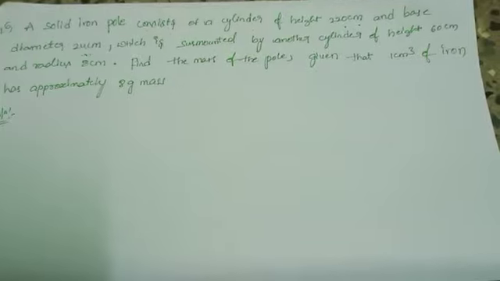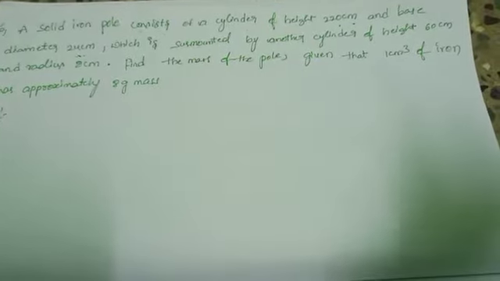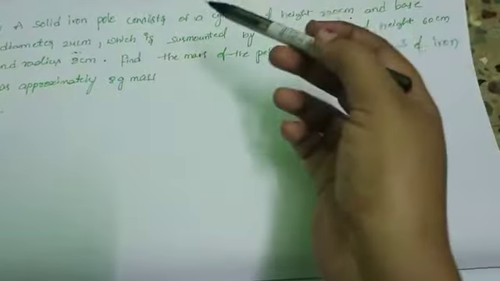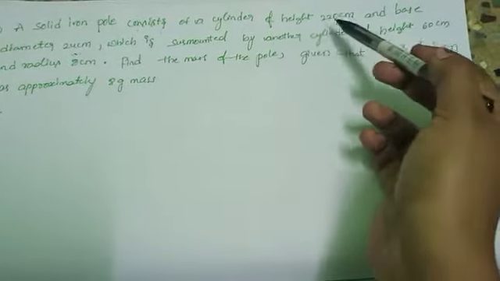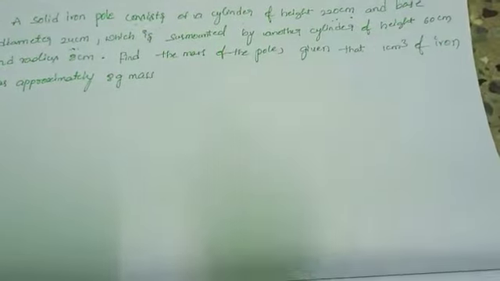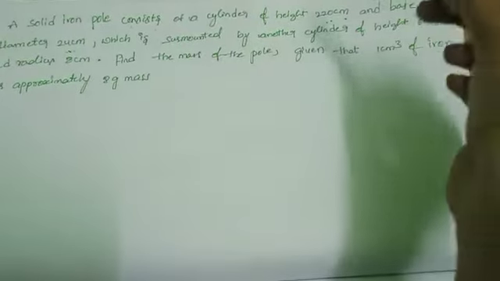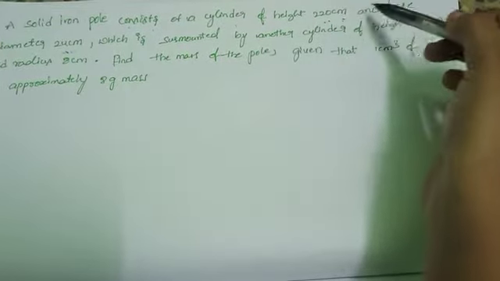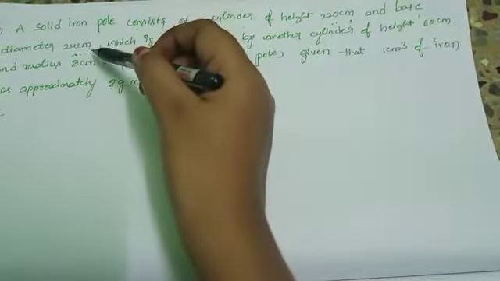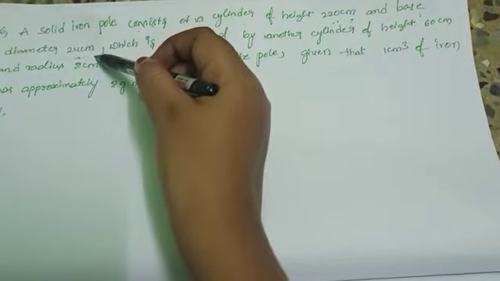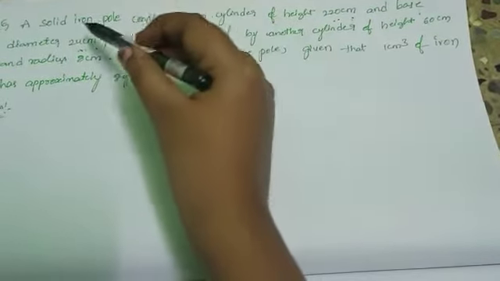Let's discuss sixth question in exercise 13.2. A solid iron pole consists of a cylinder of height 220 centimeters and base diameter is 24 centimeters. Okay, this is the one.